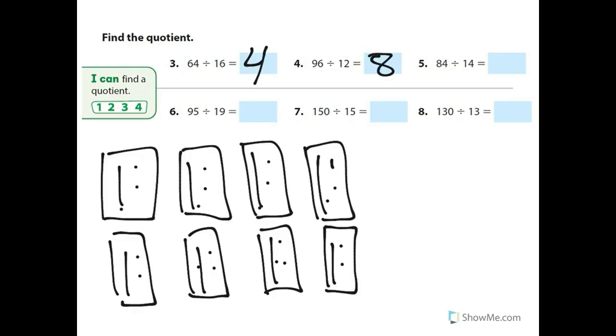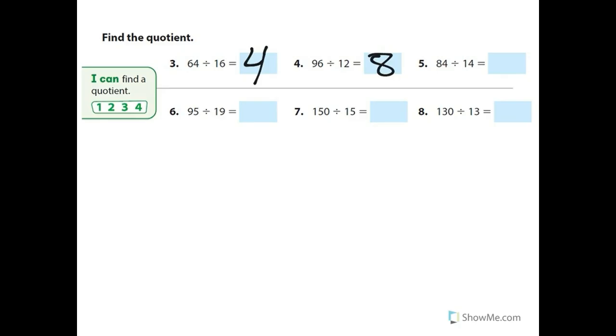Alrighty, solve number 5 with that same model. Go ahead and do that and we'll go over it. Alright, so this time I'm putting 14 in each group.